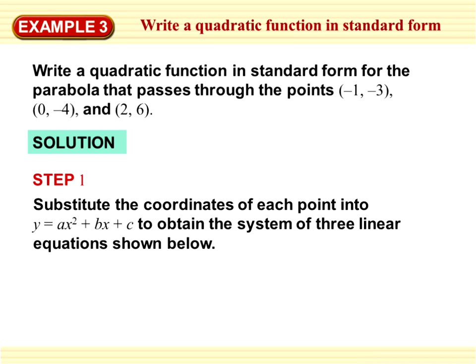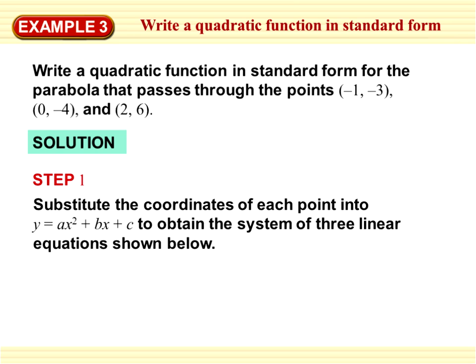Okay, this one's a little bit different because we're not giving you intercept form. We're not giving you vertex form. We're just saying that this quadratic passes through these 3 points. So what are we supposed to do?